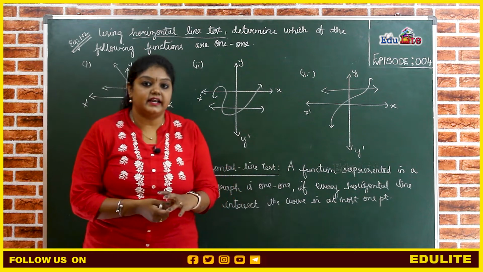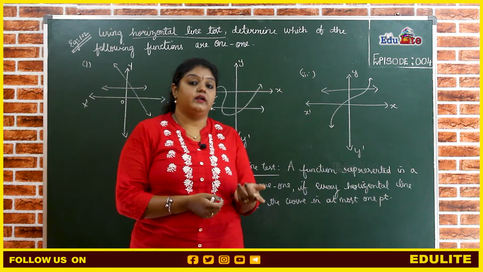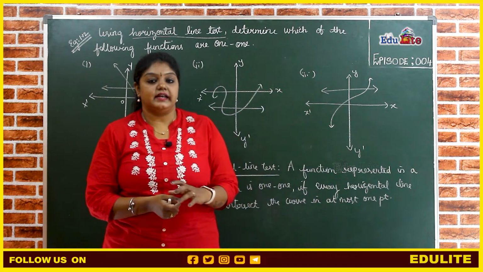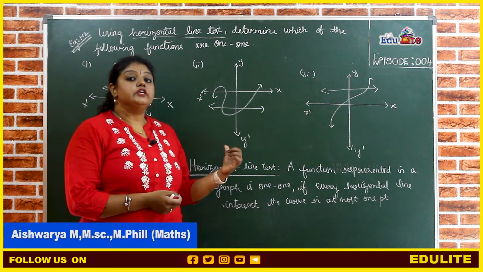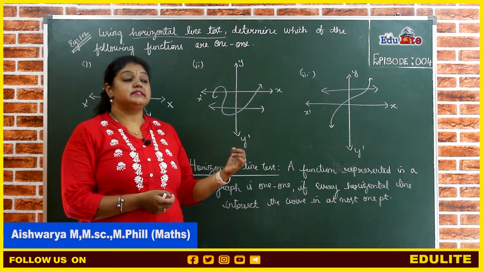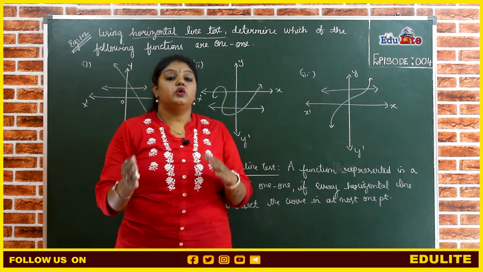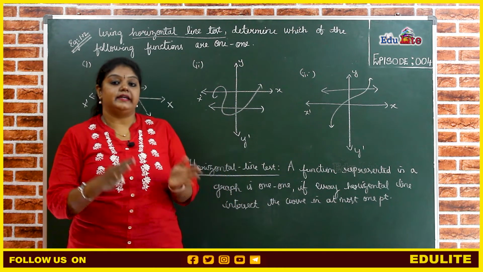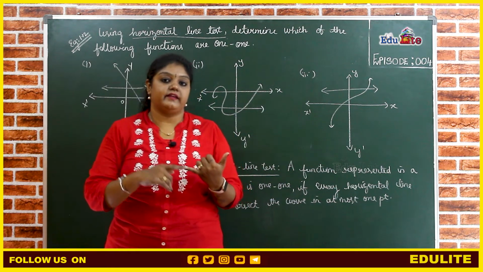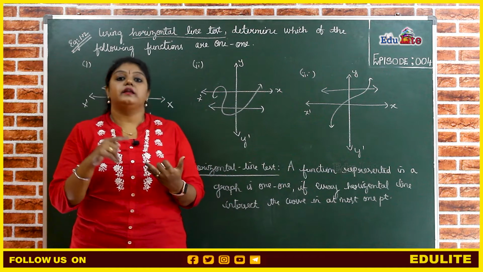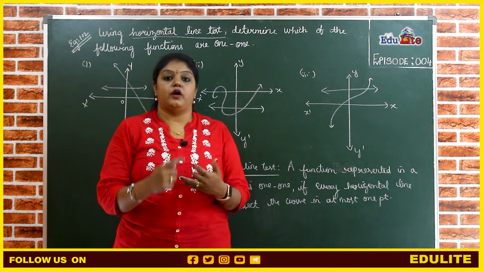We use the vertical line test to find whether the given curve is a function or not, whereas in a horizontal line test the given curve is a function. The horizontal line test is used to check whether the given function is one-to-one or not. So we have to know the difference between the two. The vertical line test is used to check whether the given curve is a function or not. The horizontal line test is used to find whether the given function is one-to-one or not.